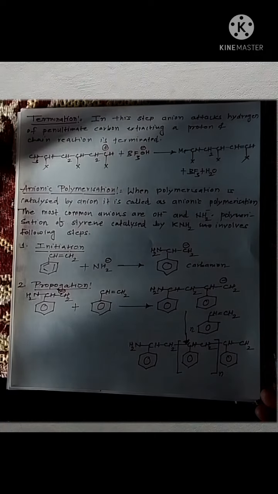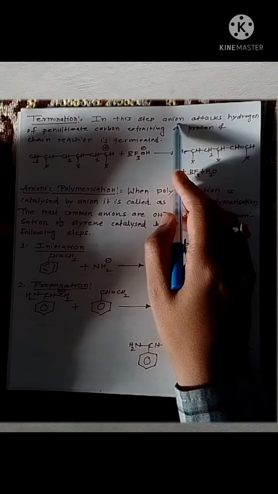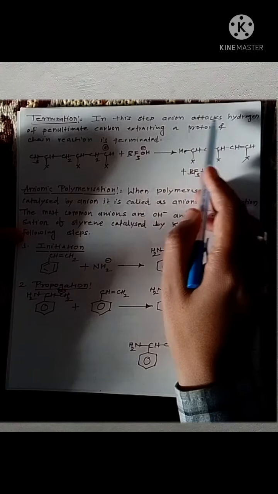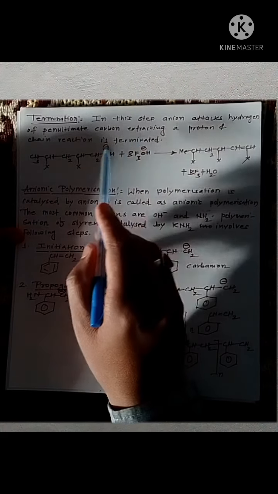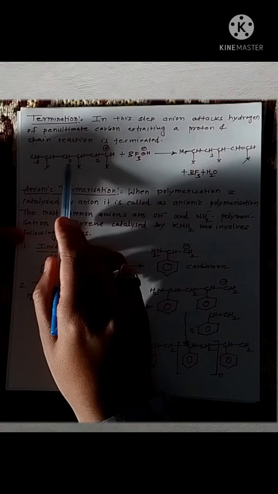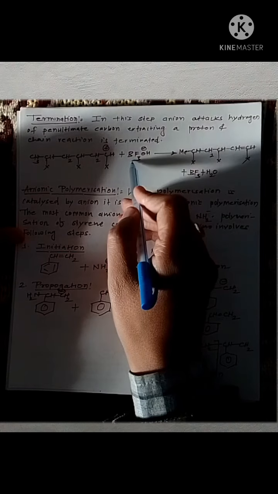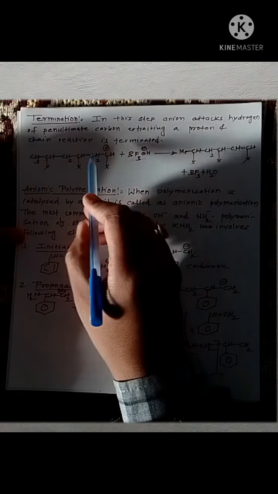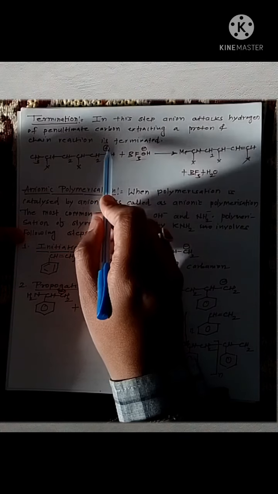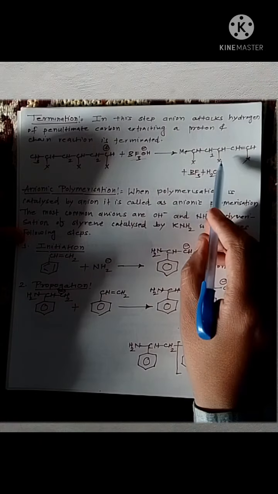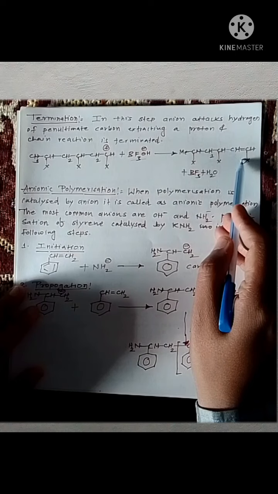In the termination step, the anion which was generated in step number 1, that is BF3OH minus, attacks the hydrogen of the penultimate carbon, extracting a proton, and the chain reaction is terminated. So just see here, in this carbocation, this base, that is BF3OH minus, extracted this proton, and this carbon forms a double bond with this carbon, and the charge gets neutralized. In this way, cationic termination takes place in cationic polymerization.